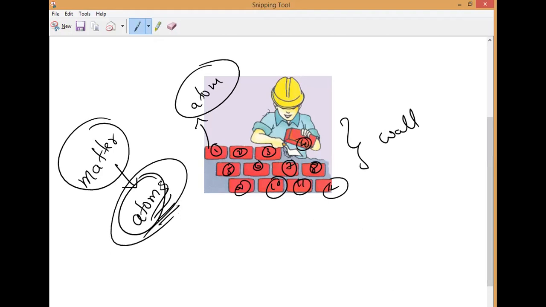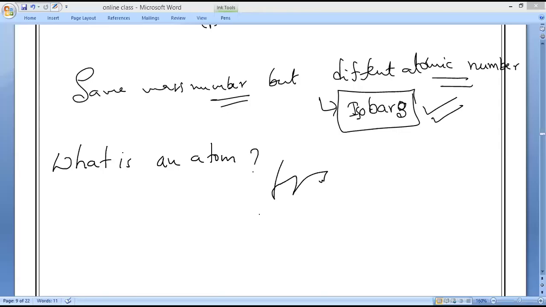What does an atom mean? Please write the definition. An atom is the smallest particle of an element. Who is involved in a chemical reaction? Atoms. Please remember, an atom is the smallest particle of an element.